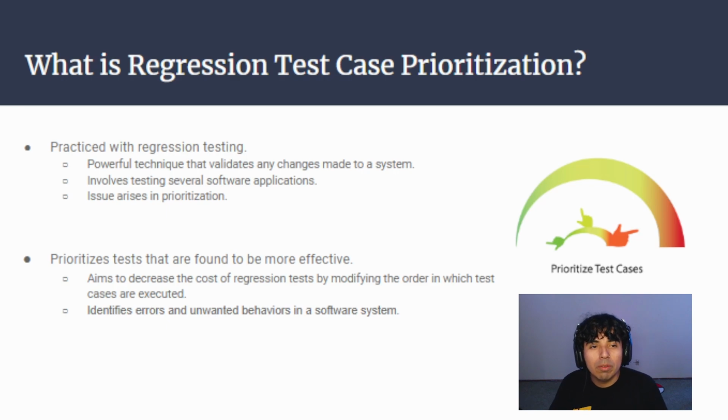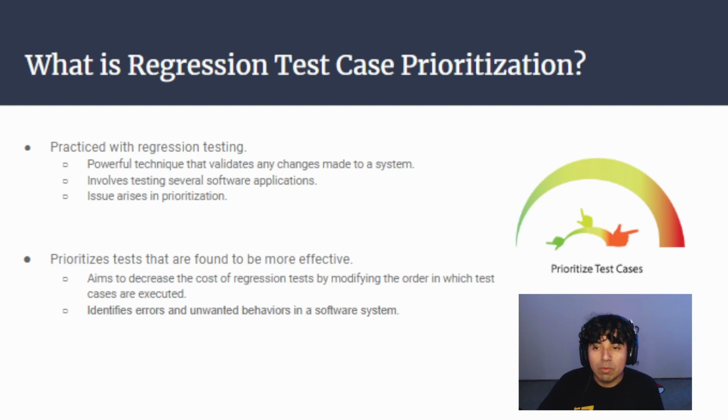Alright, let's start with what regression test case prioritization is. This methodology is put into practice with regression testing, and regression testing is essentially a powerful technique that validates any changes made to a system. It involves testing several software applications to ensure that they function properly and meet given requirements even after they have undergone several tweaks and enhancements.